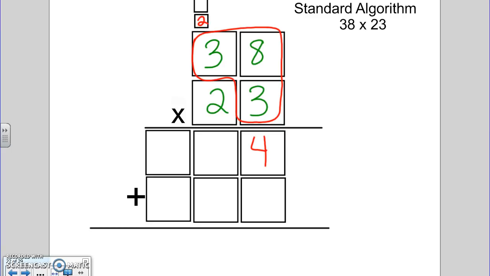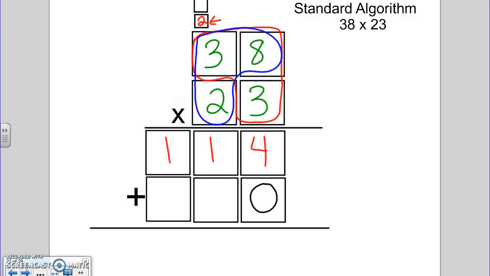3 times 3 is 9. But we can't forget our 2. So 9 plus 2 is 11. So our first partial product is 114. Now we've got to be that hen and drop that egg, our placeholder, because we're moving on to our tens place. Next we're going to multiply 38 times 2, or 20.